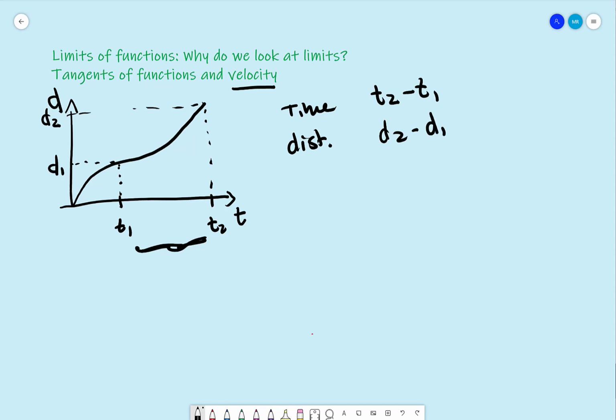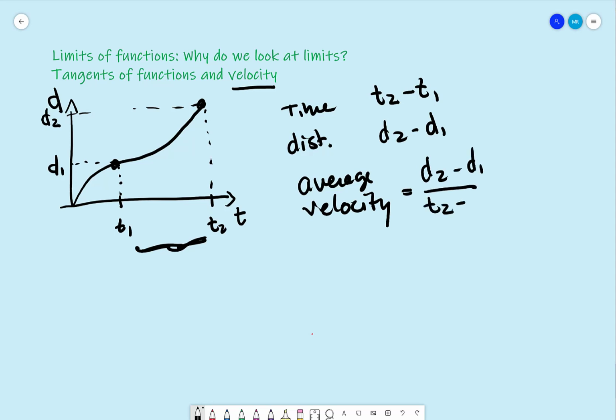So we have the time from this point to this point and the distance, and using those two variables we can also measure the average velocity. So the average velocity is given by d2 minus d1 divided by t2 minus t1. So the distance divided by the time gives us the average velocity.